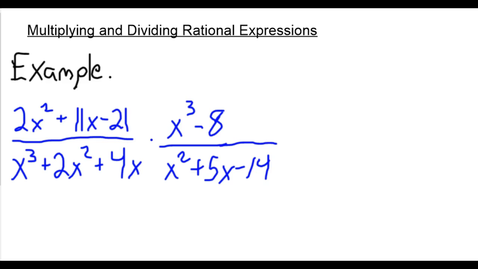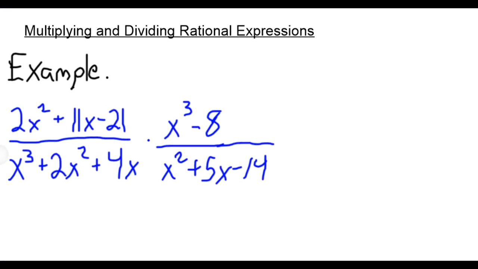The next example we're going to talk about is multiplying and dividing rational expressions. Multiplying and dividing rational expressions is actually easier than trying to add or subtract rational expressions. So if we look at this first example, we have 2x squared plus 11x minus 21 divided by x cubed plus 2x squared plus 4x, times x cubed minus 8 divided by x squared plus 5x minus 14.